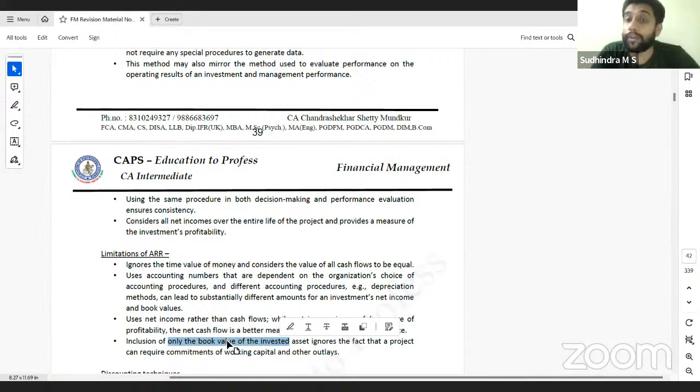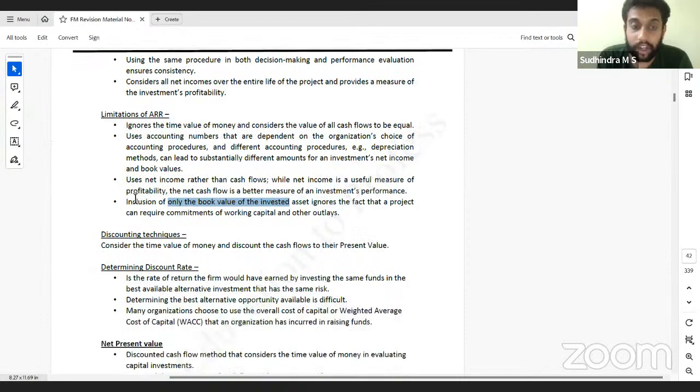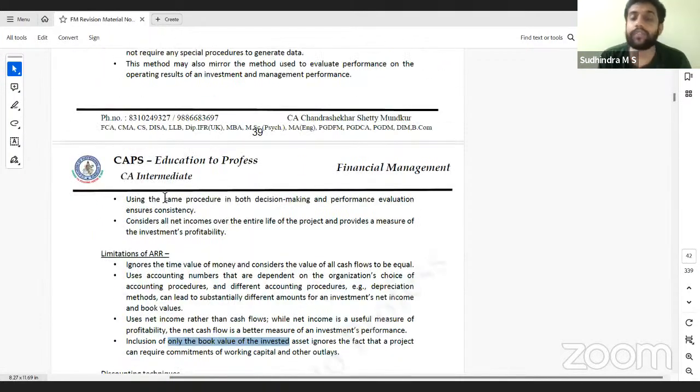But we have to also focus on the balance sheet, the incremental working capital that is there. So that is ignored here. Working capital requirement is ignored. These are the limitations of ARR. Advantages and limitations of any method can be important. Sometimes it has been asked in the exams, so that becomes important. So these are the two traditional methods.